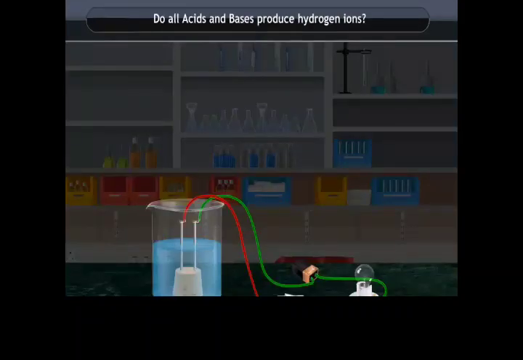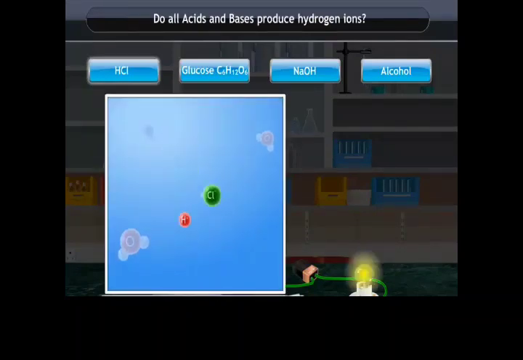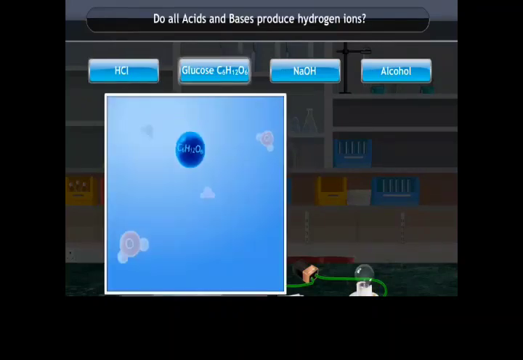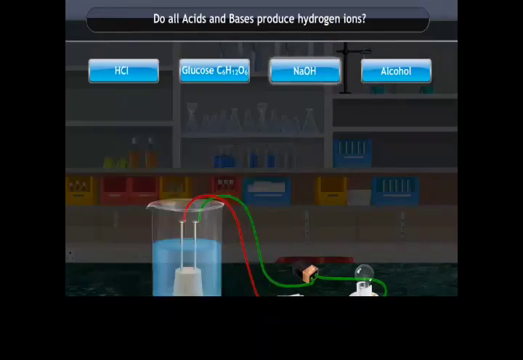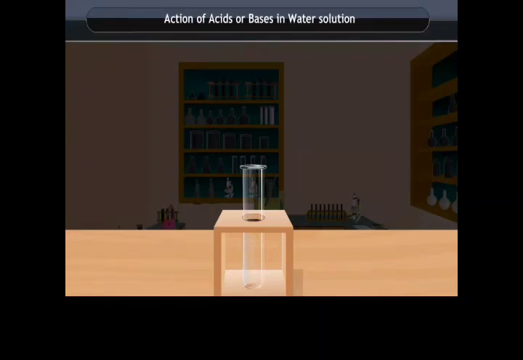Do all acids and bases produce hydrogen ions? Click on any one of the buttons to check whether the bulb glows for all substances or not. HCl produces hydrogen ions, or H+(aq), in solution, which are responsible for its acidic properties, and conducts electricity through the solution. Glucose does not conduct electricity, because it does not furnish ions. NaOH produces hydroxide ions, OH-(aq), in solution, which are responsible for its basic properties, and conducts electricity through the solution.